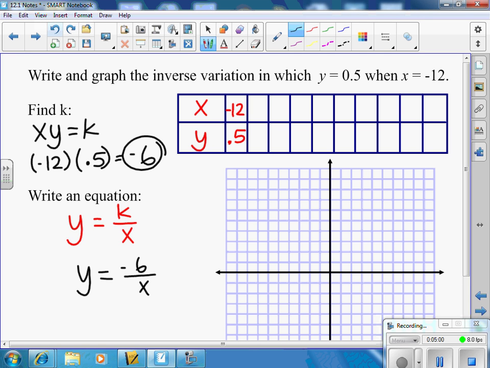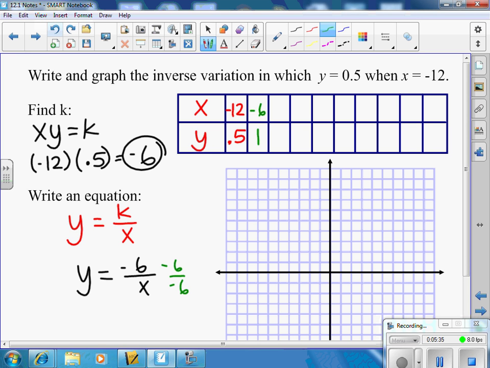You can plug in whatever you want. We could do negative 12, negative 11, negative 10, negative 9 if we wanted to. But remember, we're going to divide negative 6 by that number. So we typed in negative 12, and that gave us 0.5. That's a pretty easy one to graph. What are some other things that we could plug in? I'm thinking negative 6 would be nice. So that way I would get negative 6 divided by negative 6, or just 1.